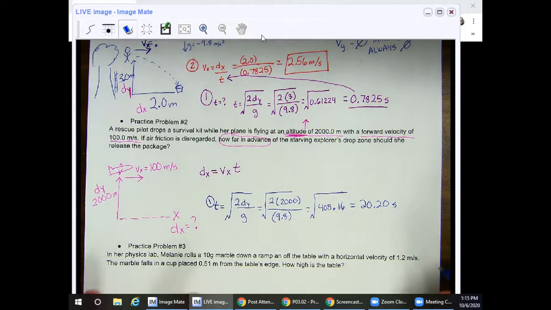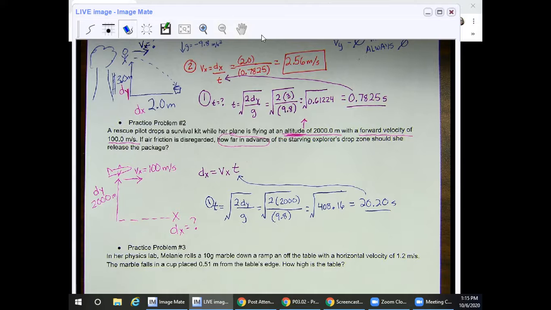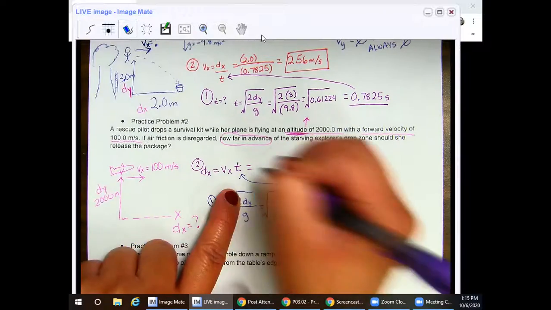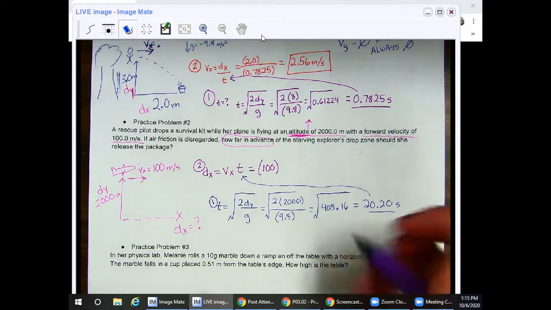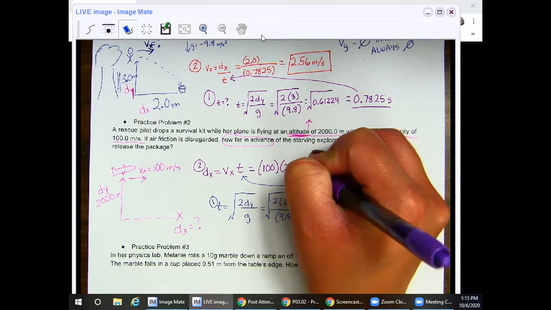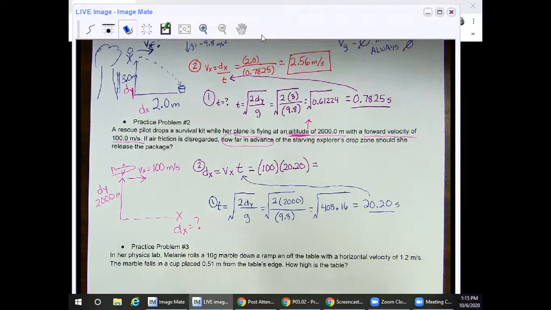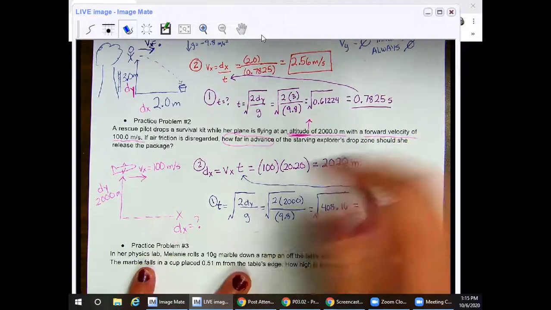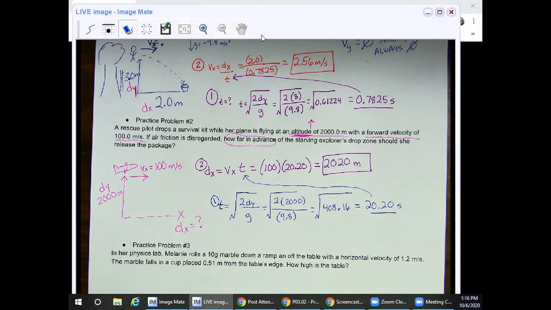But again, we're not done. This isn't the answer. This is just what we're going to use to help us solve for our dx. So now we can do our second step. Dx equals Vx t. We know our Vx was 100, and our time we just solved for is 20.20. So 100 times 20.20 is 2,020 meters, since we were solving for distance. So again, these problems aren't that hard. The hardest part is figuring out which equations to use.